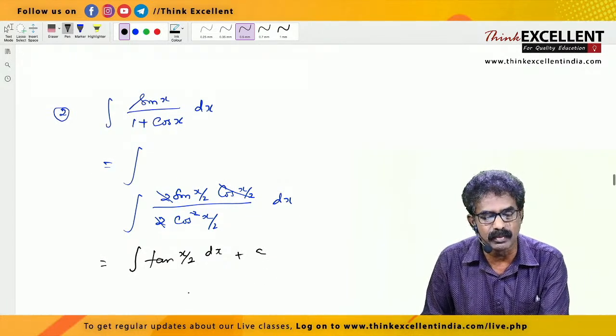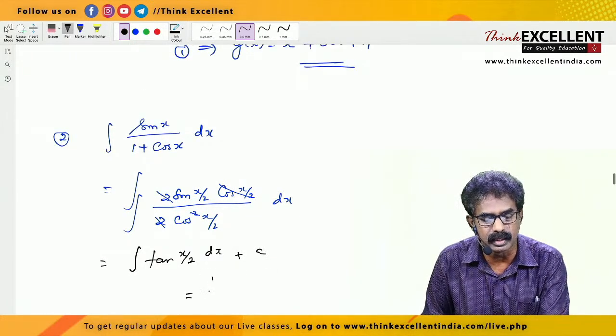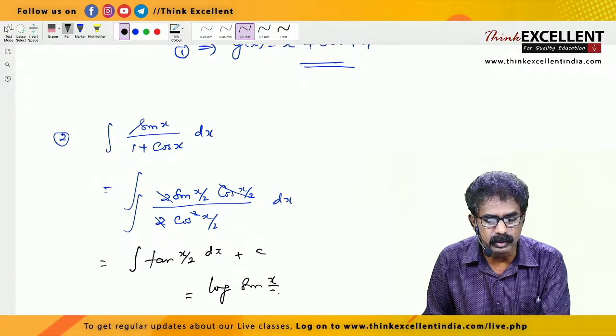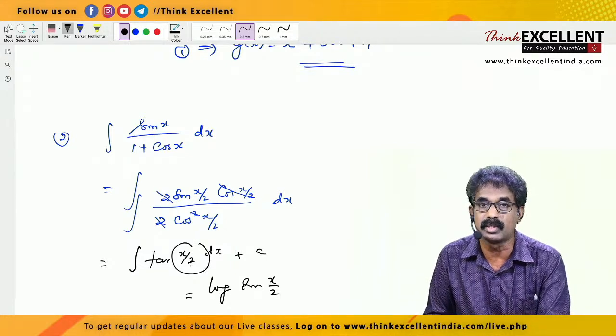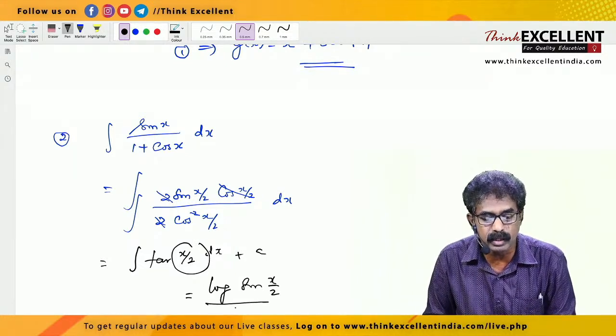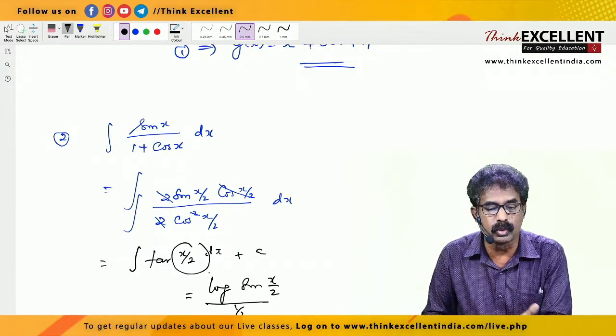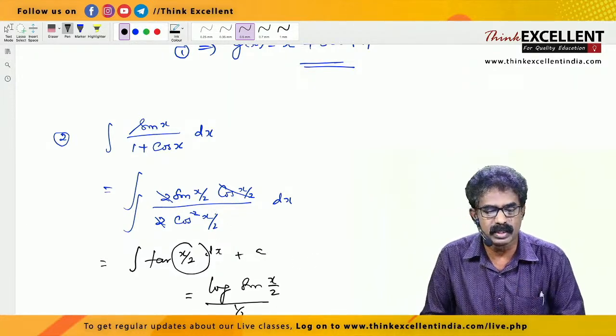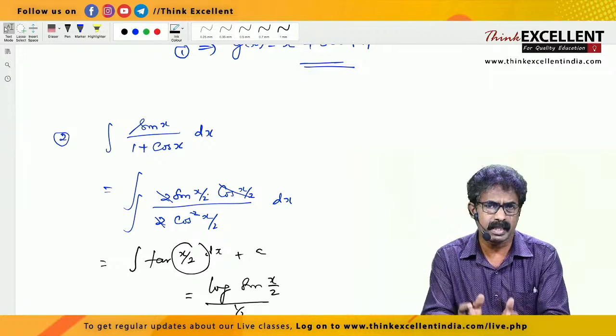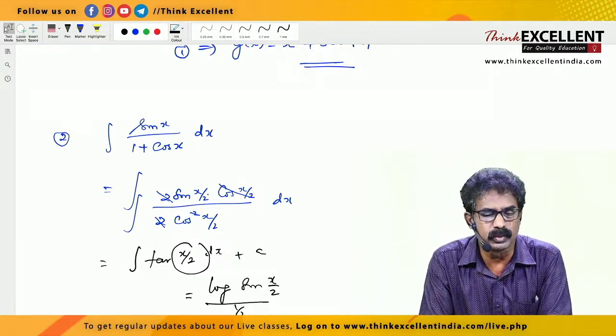Okay, so that formula we are going to study today. So you will be getting log sin x by 2. Don't stop here. You have to write the derivative of that x by 2. What is the derivative of x by 2? 1 by 2. In the denominator you write 1 by 2 and that 2 goes up. You will get the answer. Okay. So this is one method. But there is an easy method to do this one.